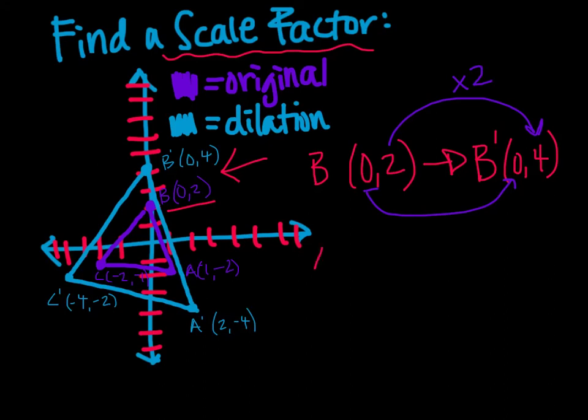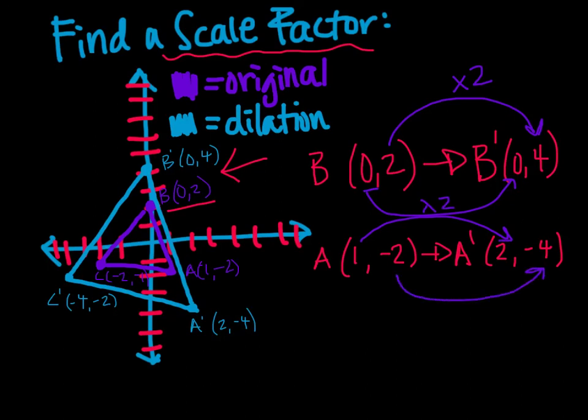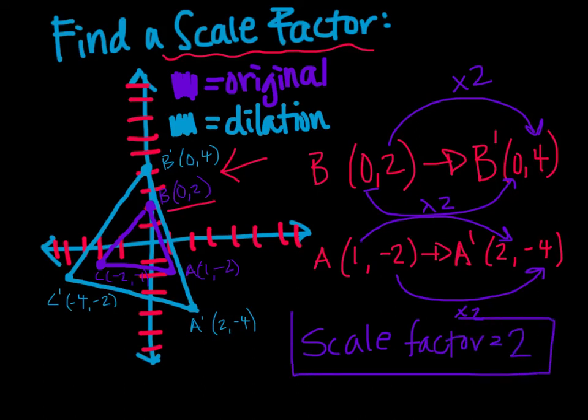So let's see if that works and holds true for A to A prime. We have 1, negative 2. We need to see where A prime is going to go, which is 2, negative 4. So let's see if that works. If I go from 1 to 2 and multiply by 2, yep, I get from 1 to 2 pretty easily. Negative 2, if I multiply by 2, I get negative 4. Awesome possum. It all works out. So finding the scale factor ended up being easier than we thought. So the scale factor is 2 in this case.